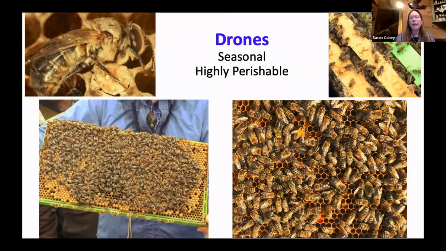And the most mature drones, if there's a stressor, those are the ones that are going to get kicked out. So you want to take very good care of your drones. Big demand on nutrition for drones. They need lots of pollen for that sperm production. So take care of these boys, really important.